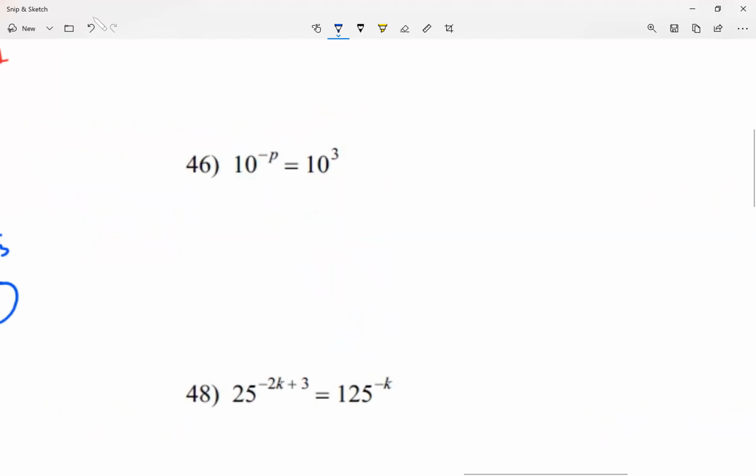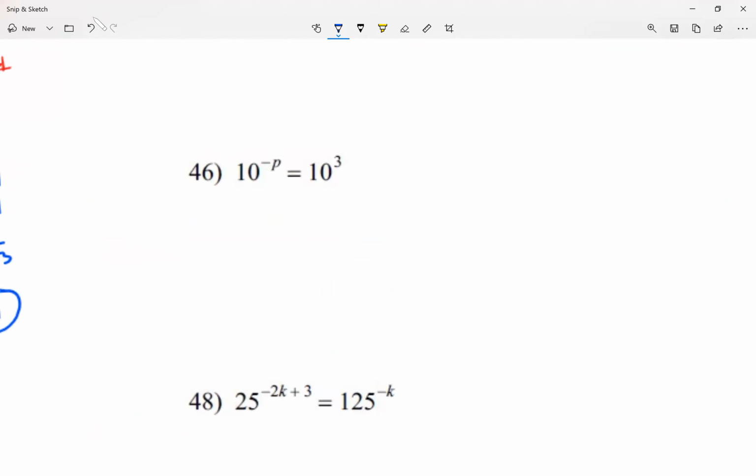Let's take a look at number 46. In this one, I already have the bases the same. It's 10 to the negative p and 10 to the 3. The bases are the same, so I'm just going to solve negative p is equal to 3. Once the bases are the same, I just let the exponents equal each other. Now the p is not by itself. There's a negative sign in front of it, which is basically a negative 1. Let me divide both sides by negative 1. So I get p equals positive divided by negative is negative, 3 divided by 1 is 3. So p is equal to negative 3.